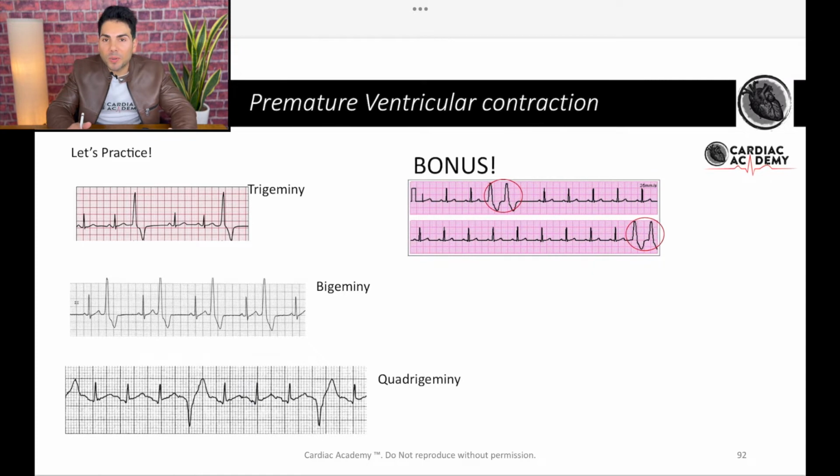Now here we have a bonus. What are we seeing here? We see two consecutive PVCs. What is that called? That is called a couplet, okay? Two consecutive PVCs is called a couplet, okay? Very good.